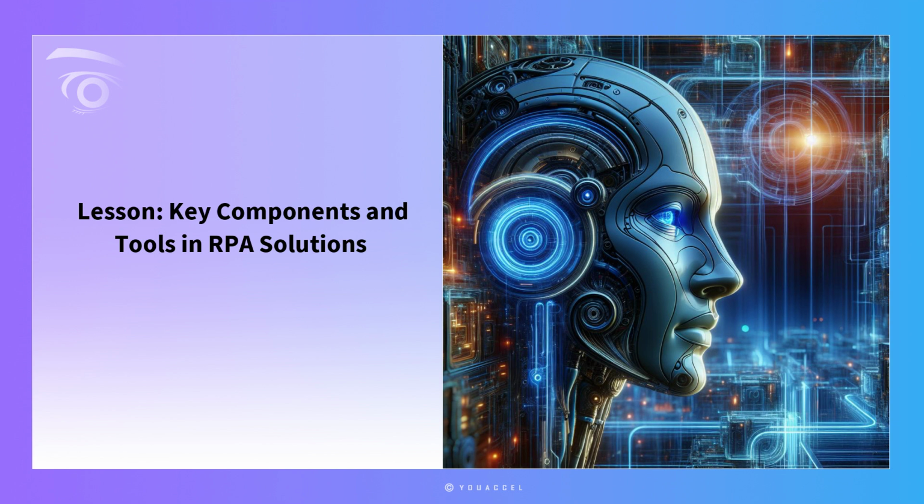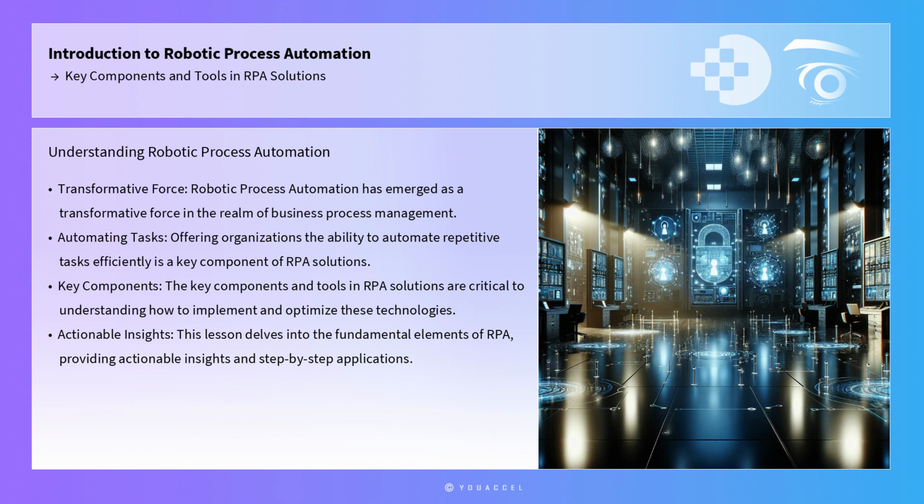Lesson: Key components and tools in RPA solutions. Robotic process automation has emerged as a transformative force in the realm of business process management, offering organizations the ability to automate repetitive tasks efficiently. The key components and tools in RPA solutions are critical to understanding how to effectively implement and optimize these technologies for maximum benefit. This lesson delves into the fundamental elements of RPA, providing actionable insights and step-by-step applications that professionals can leverage to enhance their proficiency in this field.